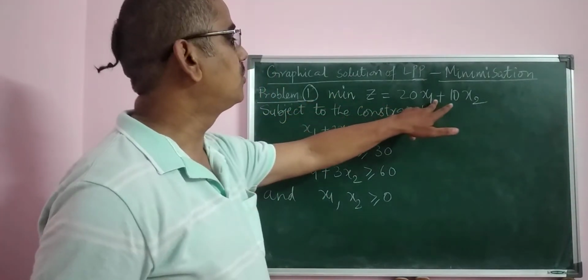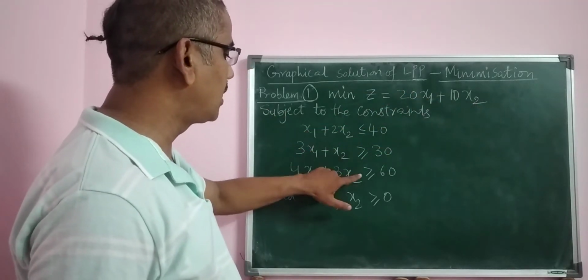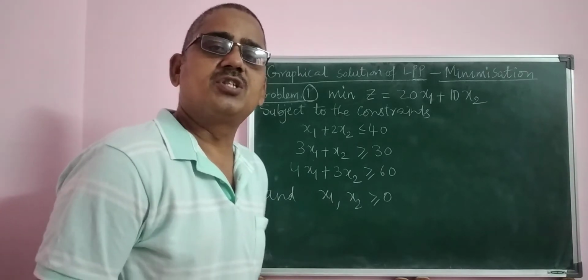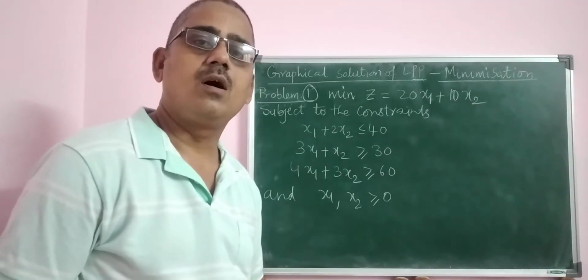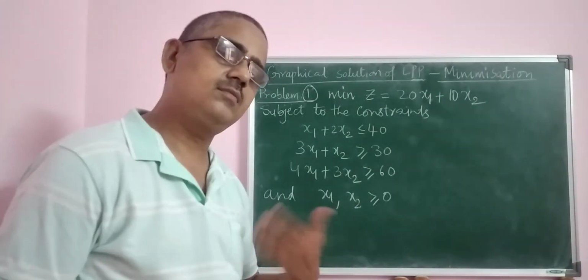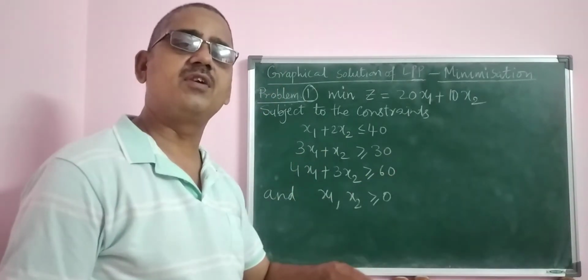There is one problem on minimization. Minimize z equals 20x1 plus 10x2. These are the constraints. Three constraints: one less than or equal to, two greater than or equal to, and x1, x2 greater than or equal to 0. Then in such a case, what is the procedure? The same procedure. So we have to first of all convert the given inequations into equations.